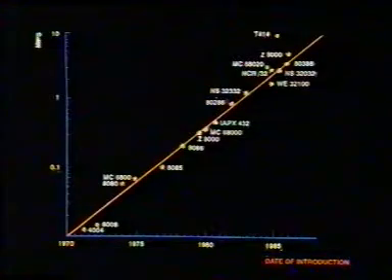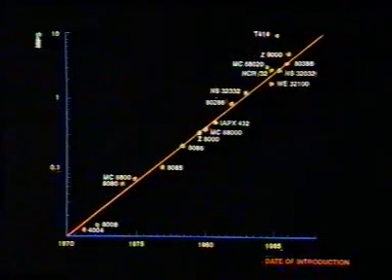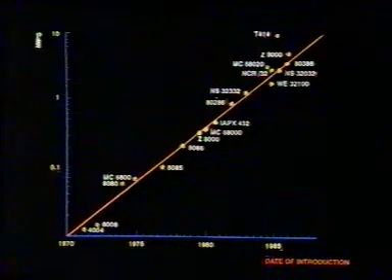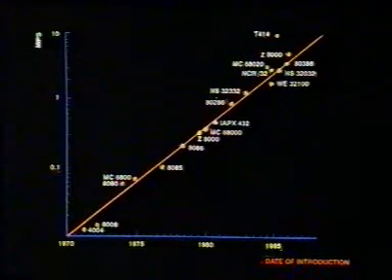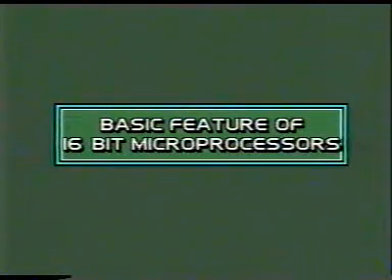In the last 2 decades, the CPU capability has broadened from 4-bit to very powerful 64-bit, incorporating many advanced features of the mainframe computers of the 70s. The graph gives an idea about the rate at which the processing capability of microprocessors has grown over the years. First of all, I shall discuss the basic features of 16-bit microprocessors.